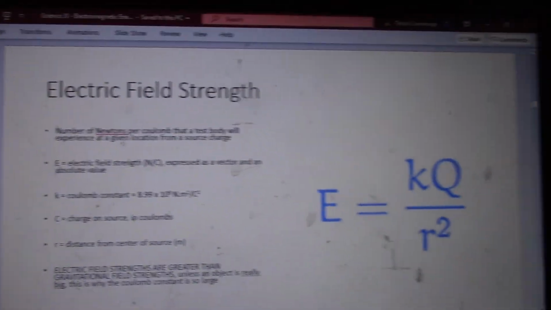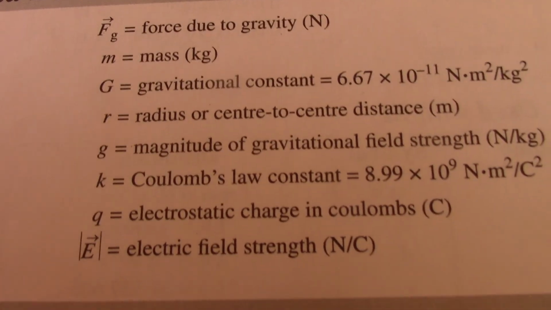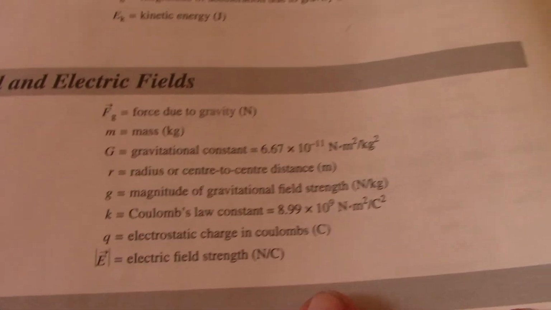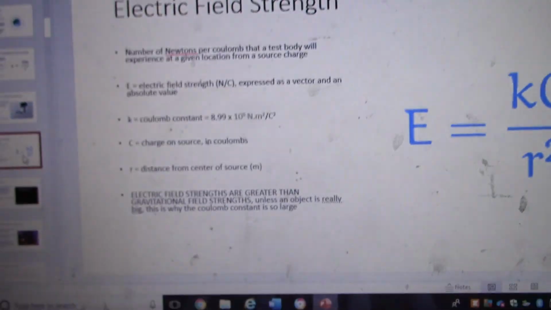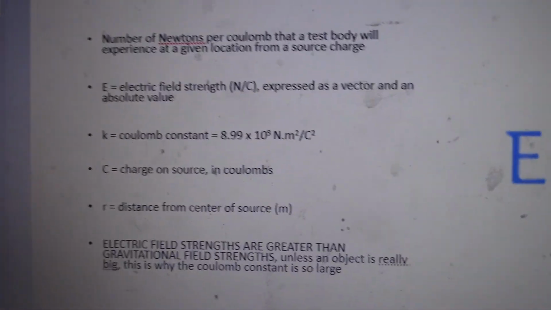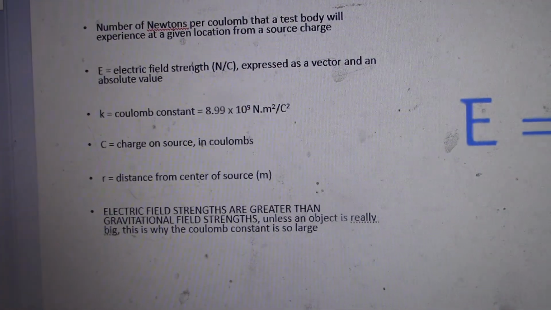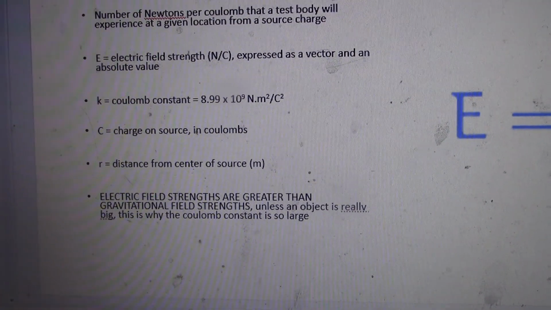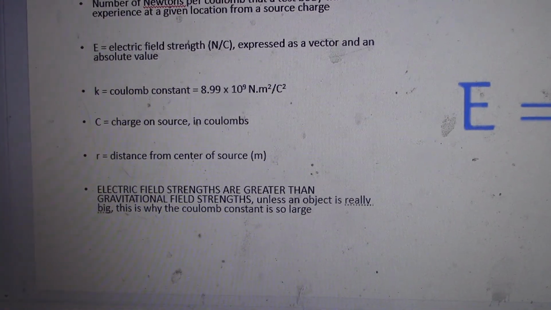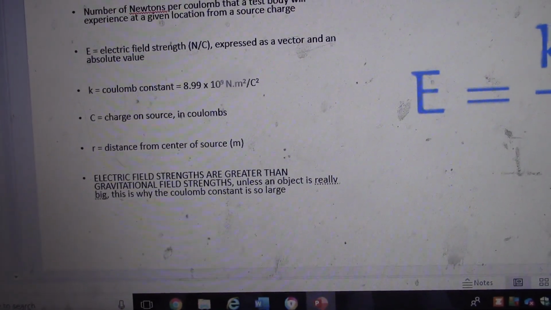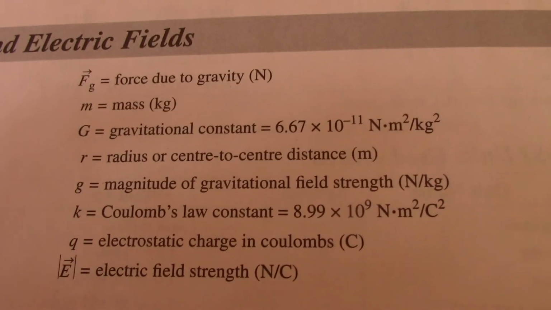A coulomb, this is also in your data booklet, the Coulomb constant is k. So the Coulomb constant is k, 8.99 times 10 to the 9 newtons meter squared per coulomb squared. And the C is the charge in coulombs, and the r is the distance from the source exerting the electric field, right? So electric field strengths, because they're more localized, are much, much stronger than gravitational field strengths, unless an object is really, really large, like a massive object, like a black hole. So this is why the Coulomb constant is much, much larger than the gravitational constant, right?